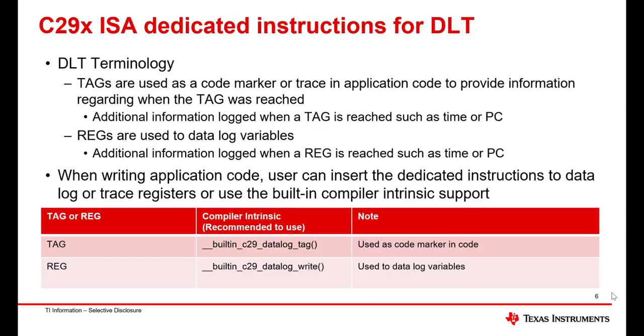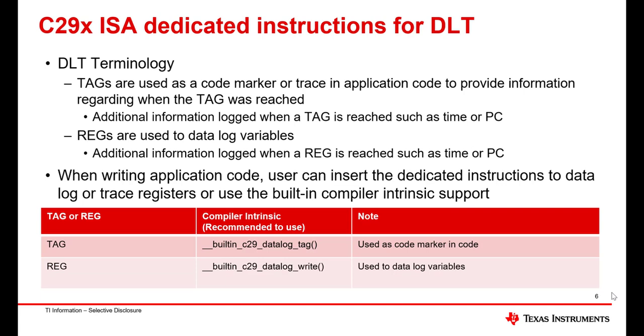Let's go over the DLT terminology that will be used for the rest of the video. Tags are used as markers in the code and allow you to trace your application code. So whenever we mention a tag, we are referring to the DLT tag instruction that is being data logged with information related to where you are in the code. Regs are used to data log the actual variables.